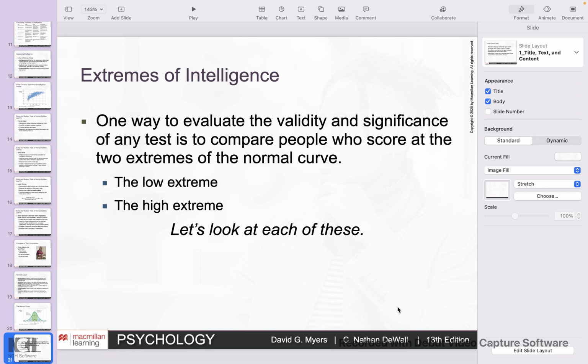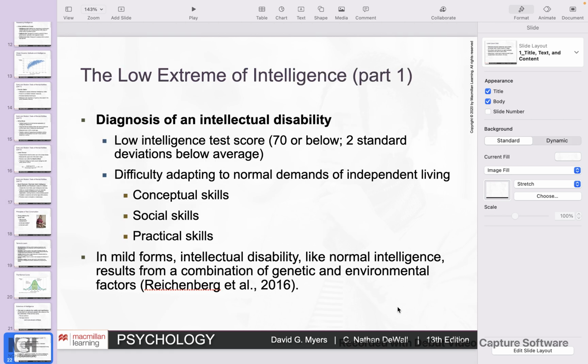Okay, so one thing that we're going to move to next is to talk a little bit about extreme levels of intelligence. And one way to evaluate the validity and significance of any test is to compare people who score at the two extremes of the normal curve, the low extreme and the high extreme. So let's take a look at these.